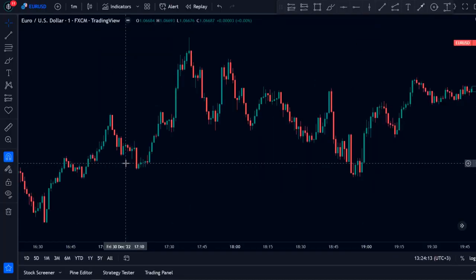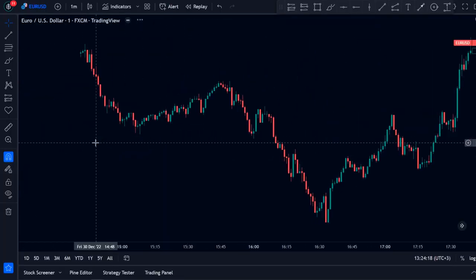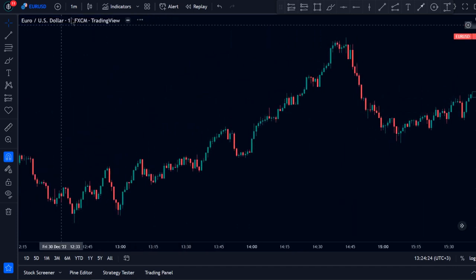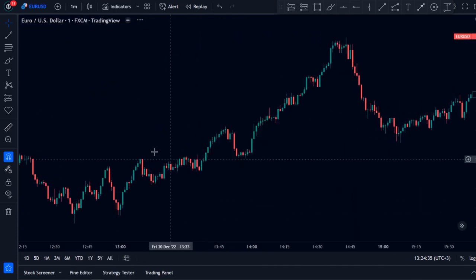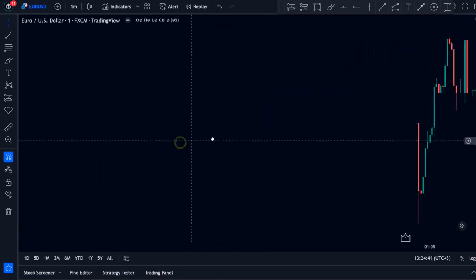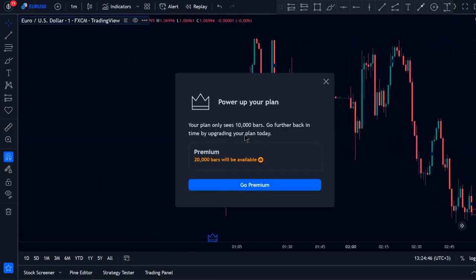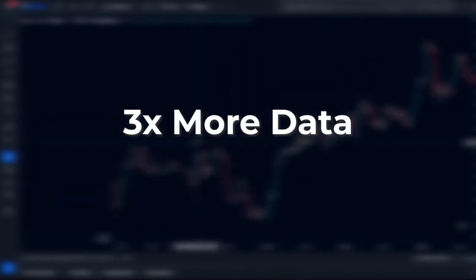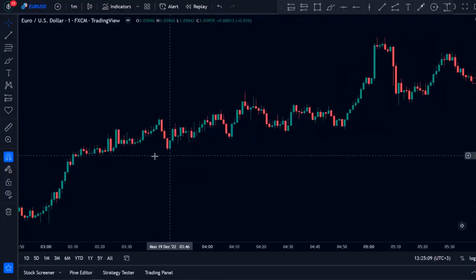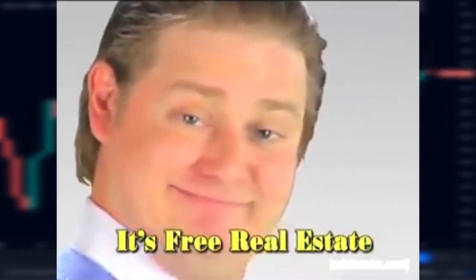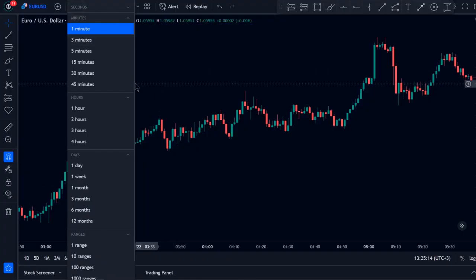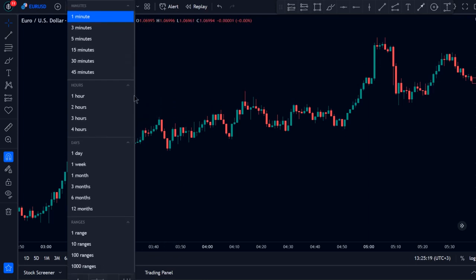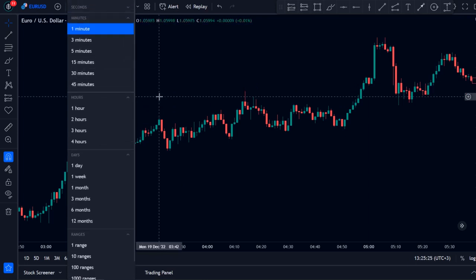Let's get into it. Now, as you may already know, TradingView doesn't give you a lot of chart data on the 1-minute time frame. So now the question is, how exactly am I gonna find these 150 trades for backtesting when the 1-minute time frame has only 2 weeks of data? Well, if you stick to the end of the video, I'm gonna show you a cool trick that you can use to get up to 3 times more data on the 1-minute time frame on your TradingView. It's free real estate. This trick actually works on any time frame, not just the 1-minute time frame. So be sure to stick to the end for exactly that.